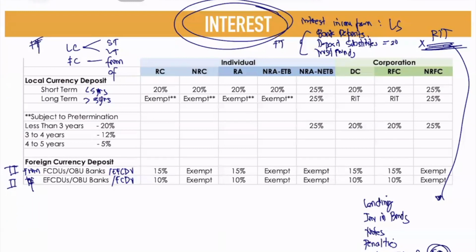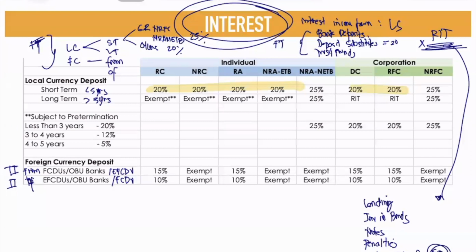So when can we tax at final tax the local currency and the foreign currency deposited here in the Philippines? If it is foreign or local currency, short term, meaning less than 5 years, our rates are 20-20-20. So 20% for RC, NRC, RA, NRA, ETB, DC, and RFC. In short, it follows the general rule that for NRFC and NRA and ETB, it is 25%. So others now at 20%.